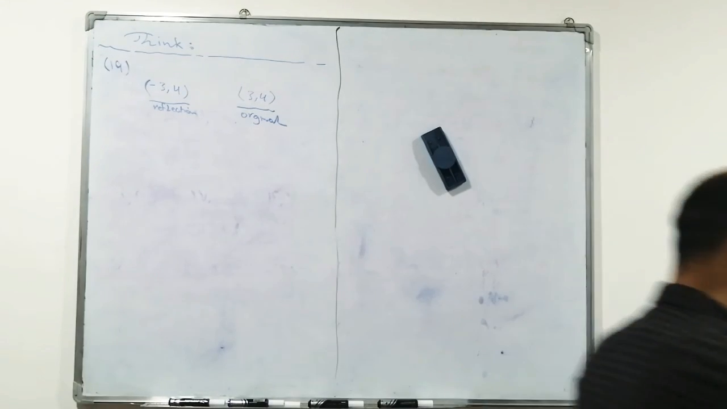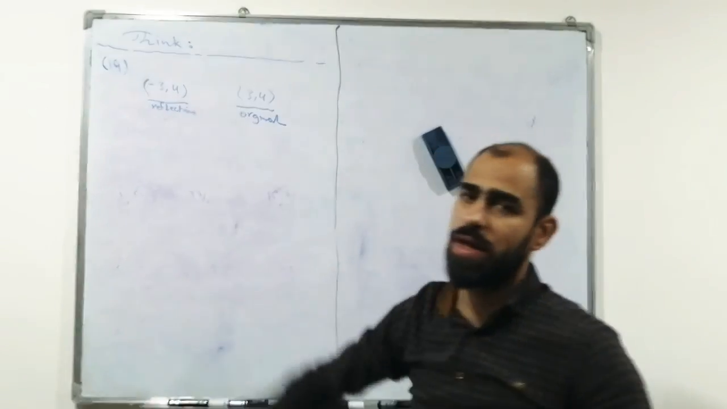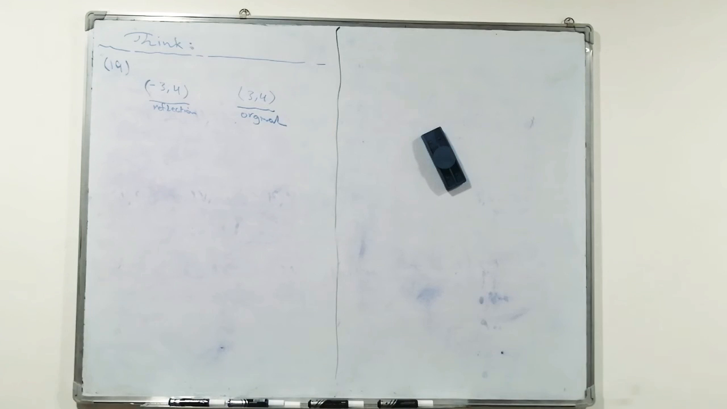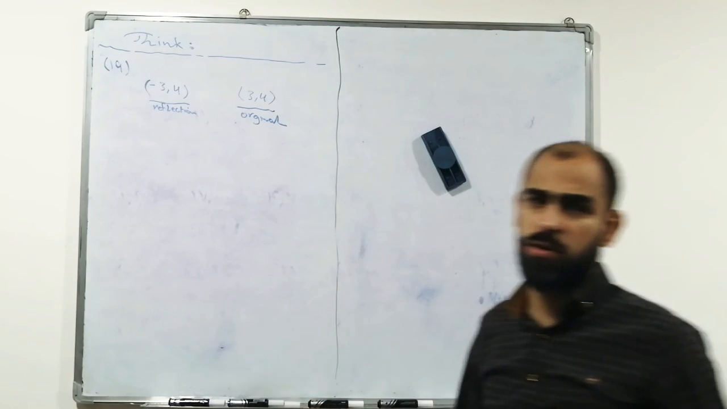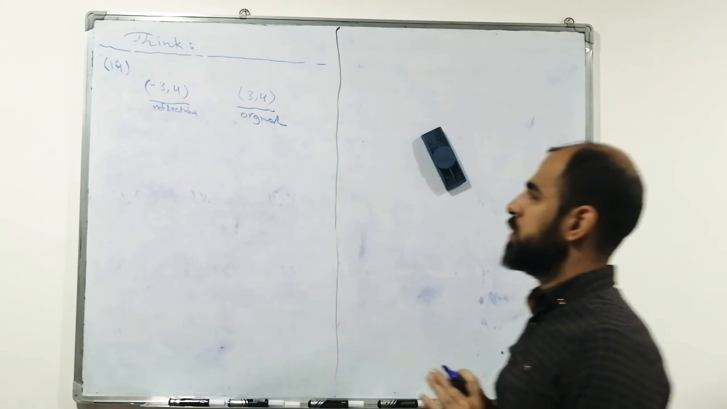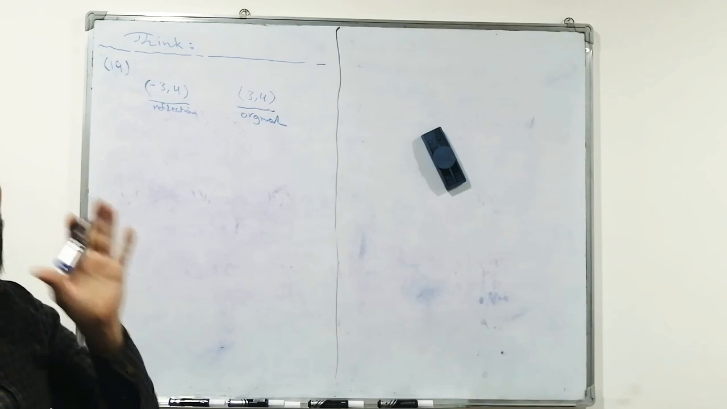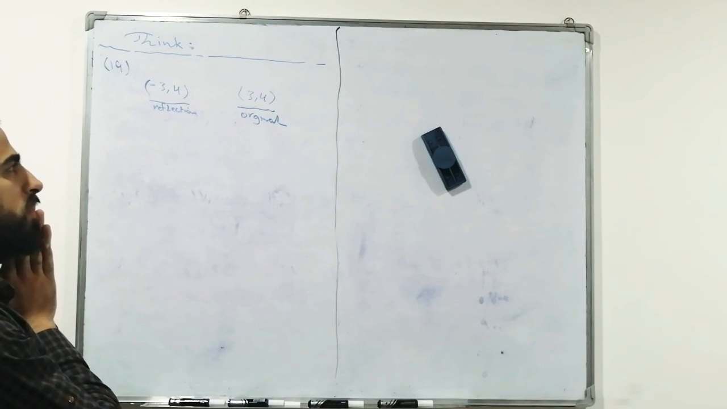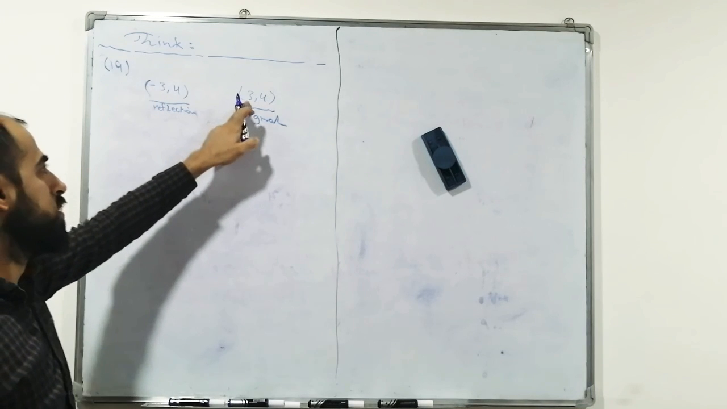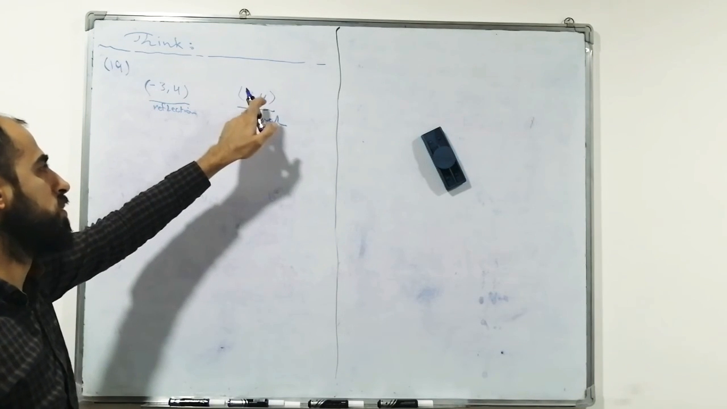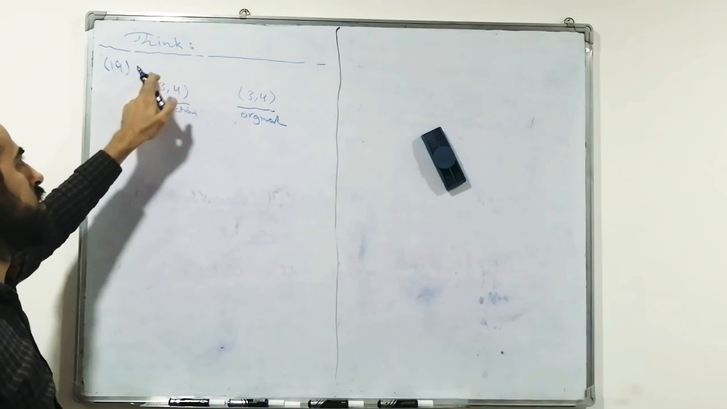Here the point (-3, 4) is the reflection of the original point (3, 4). We have to determine the axis of reflection. Since for reflection with respect to x we change the sign of y, if we reflected the point with respect to x, the sign of y will be changed. But here we have changed the sign of x.